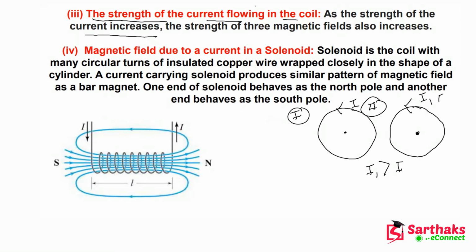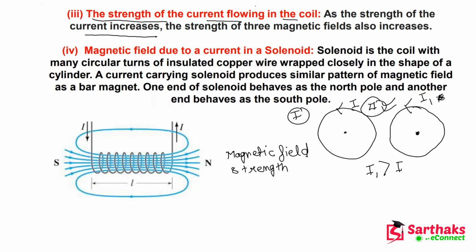In case number two, the magnetic strength will be higher. Why? Because the current is higher. So you can say that the magnetic field strength also depends on the magnitude of the current. I hope, guys, you already know the meaning of magnetic field strength.